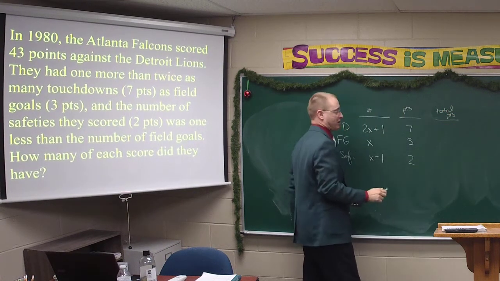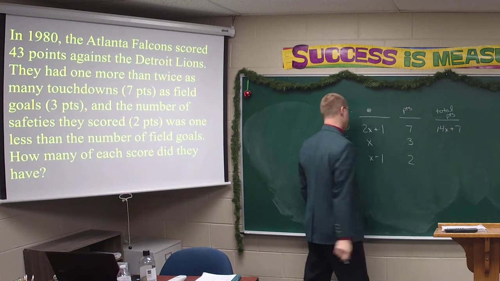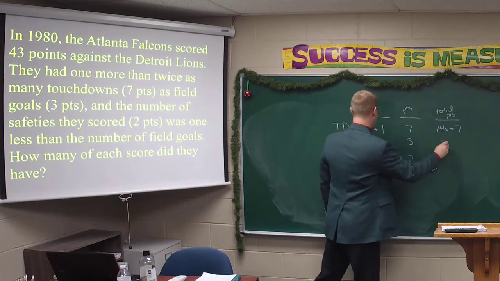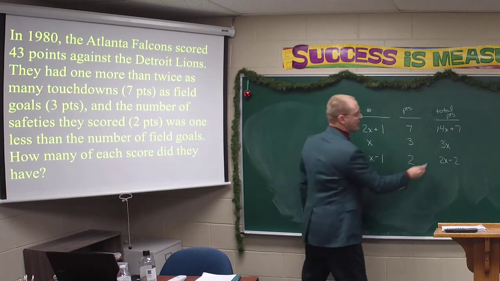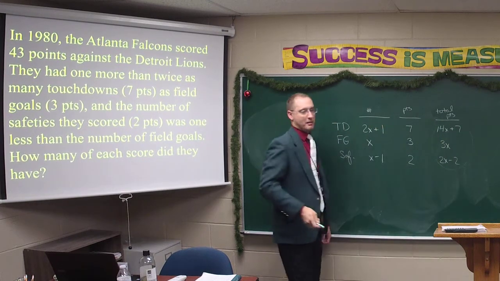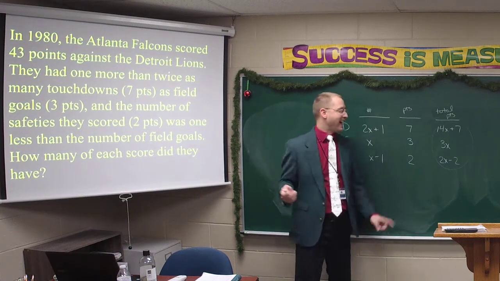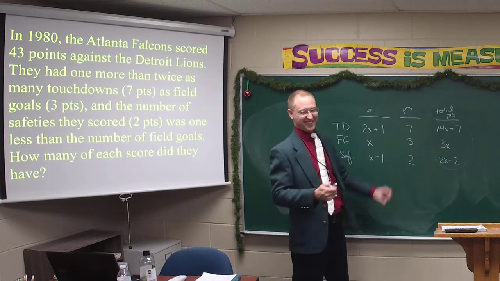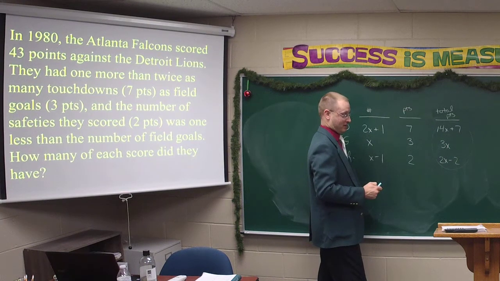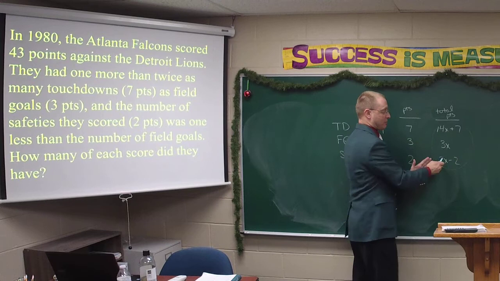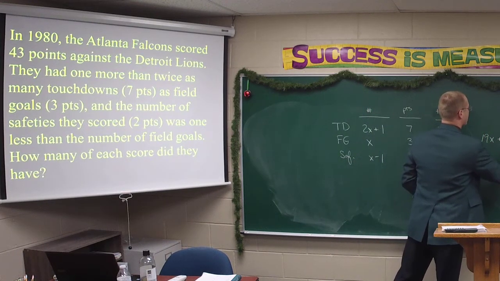All right, so then we need to get the total points. What's all the points off touchdowns? All the points off field goals. All the points off safeties. And if we take all these together, it's going to add up to how many points? 43 points. What mathematically, algebraically, would I get when I add these all together? 19x plus 5. Good, 19x plus 5. The x's combined for a 19x, and the positive 7, negative 2 combines for a positive 5 equals 43.